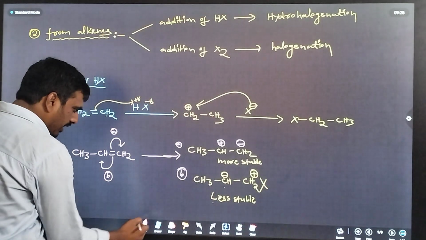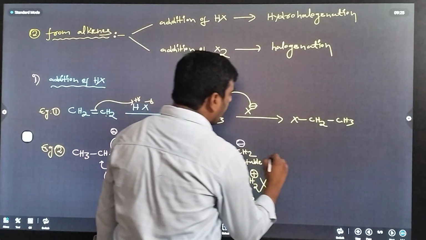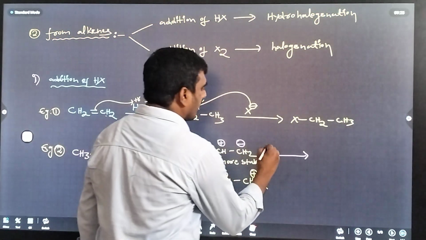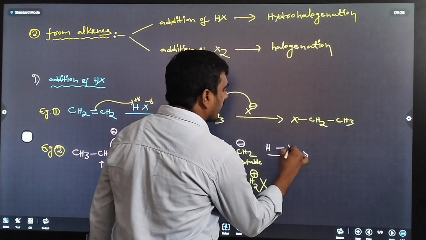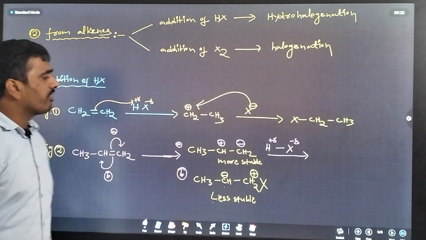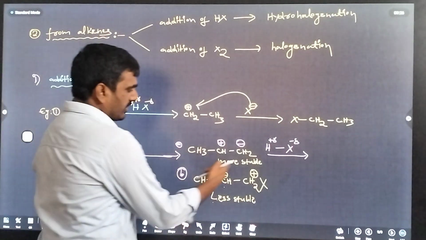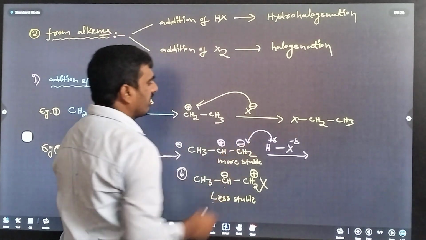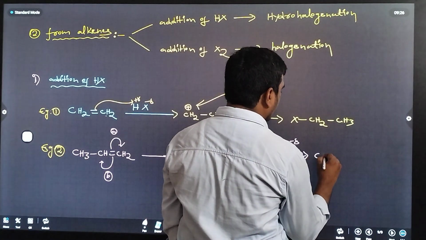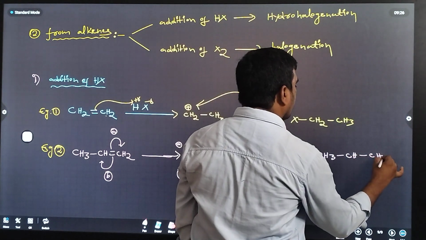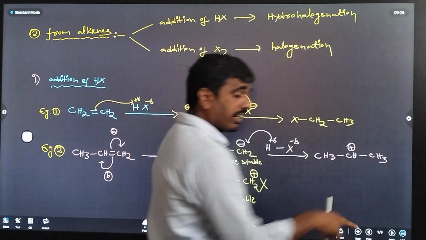Okay, so that's why electrophile. Addition of HX, H plus and X minus. The H plus attacks where the product is most stable and feasible. So that's why the H plus ion attacks here, and we get CH3 and CH3 plus. This is the secondary carbocation.